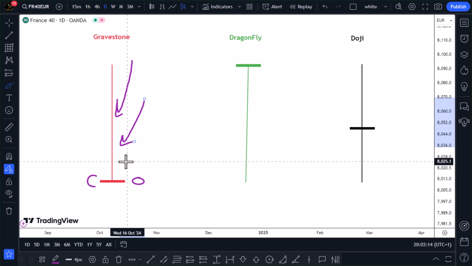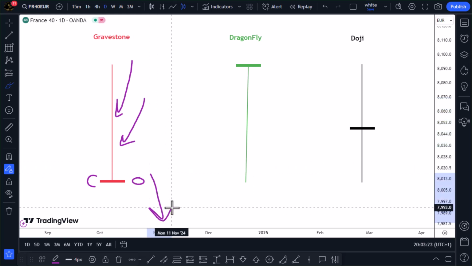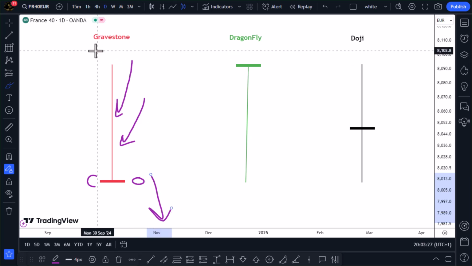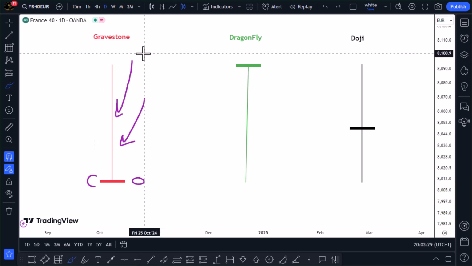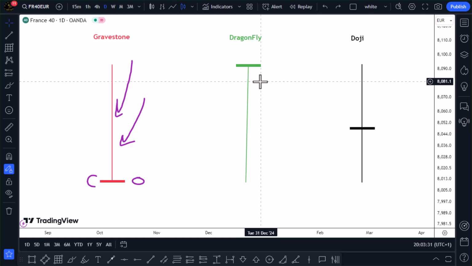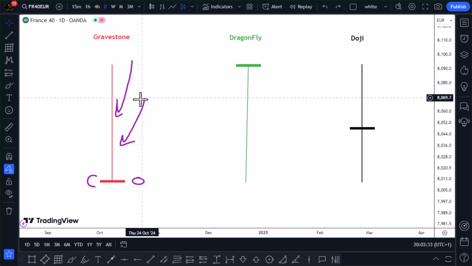They overpowered the buyers. So whenever you see this type of candlestick on your price chart, it means the next candlestick has a higher possibility to continue into a more aggressive selling or bearish candlesticks. So this is the gravestone, right? Now, what of the dragonfly? The dragonfly is the opposite of the gravestone.